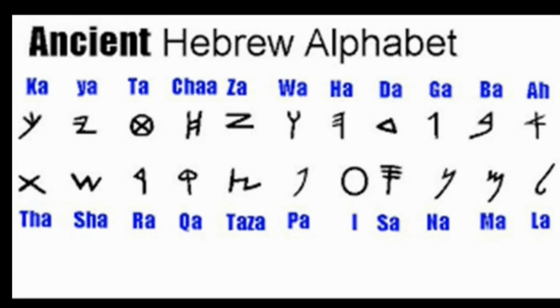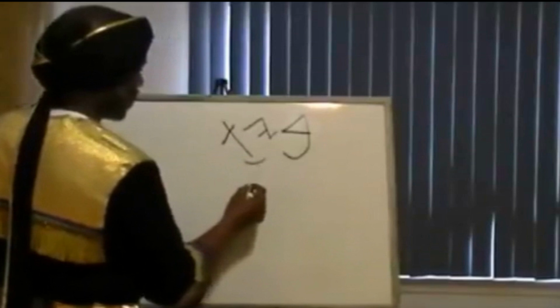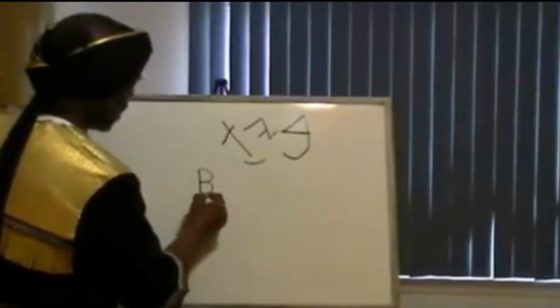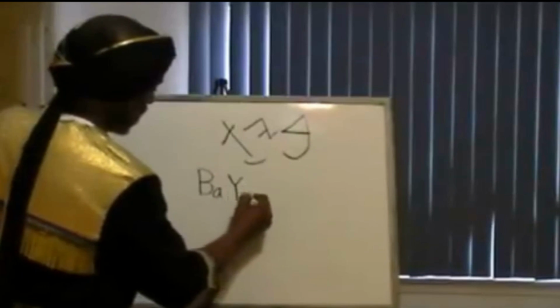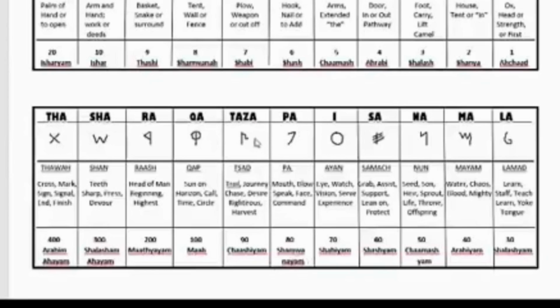Okay, the first letter of the paleo-Hebrew alphabet is A. Second letter is Ba. The third letter is Da. The fourth letter is Da. Bayath. I'm going to write it down here for you to see it. Ba. Bayath. We have the Taza, the next character, Taza, and there's Tazad, to get understanding. Tazad: trail, journey, chase, desire, righteous, or harvest.